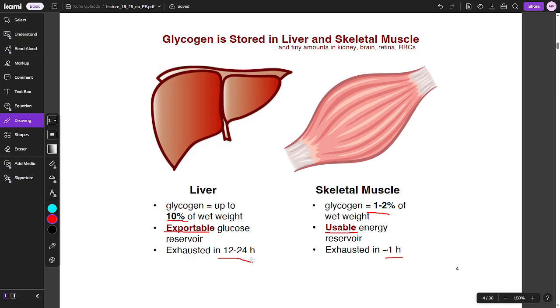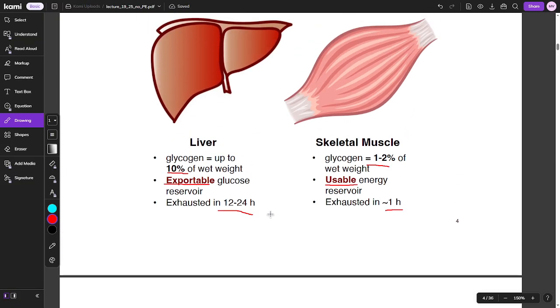The whole point of the liver is to store the glucose and then release it to the rest of the body. That is what the liver's job is. So if you see anything to do with releasing of glucose, it's going to have to do with the liver, basically.